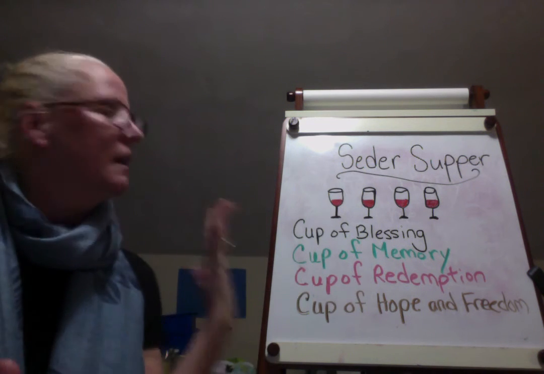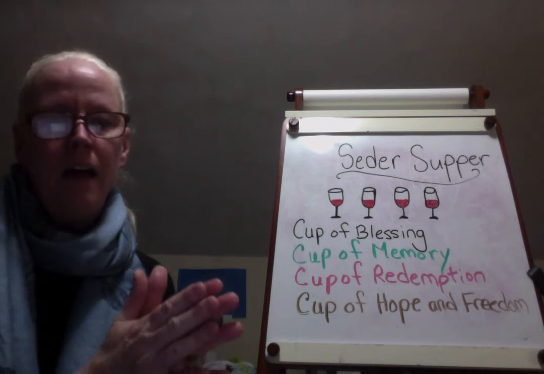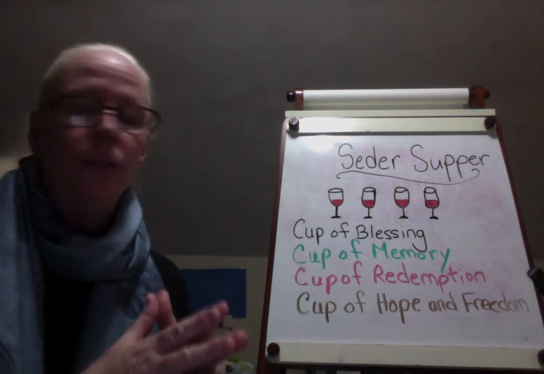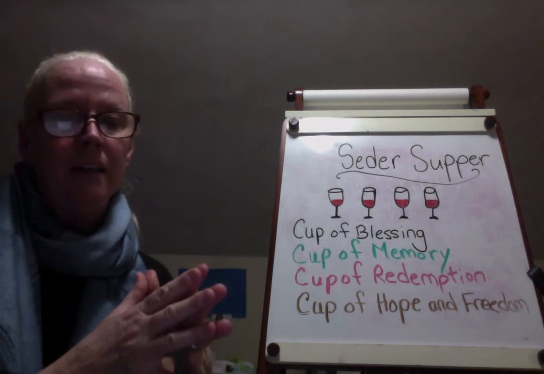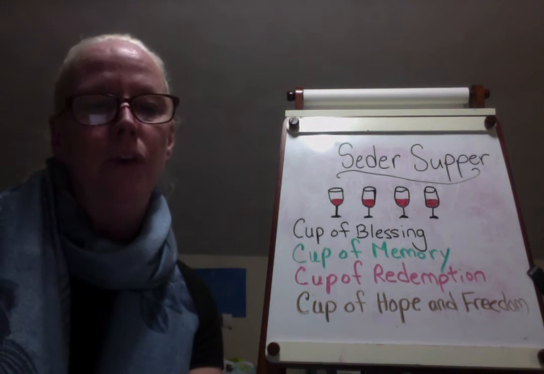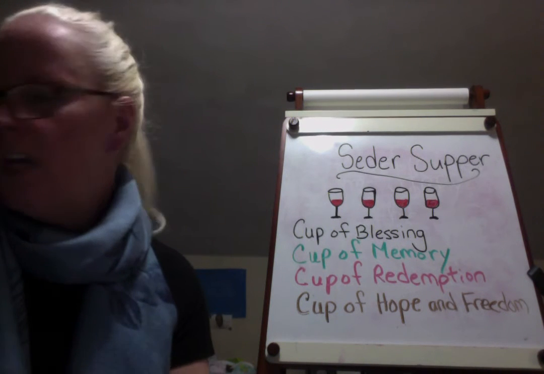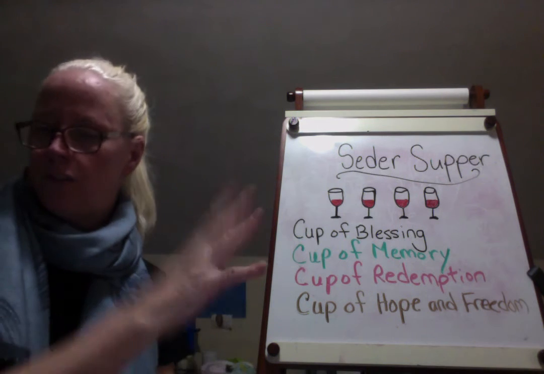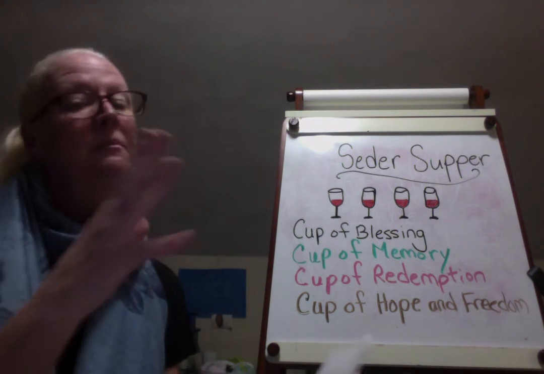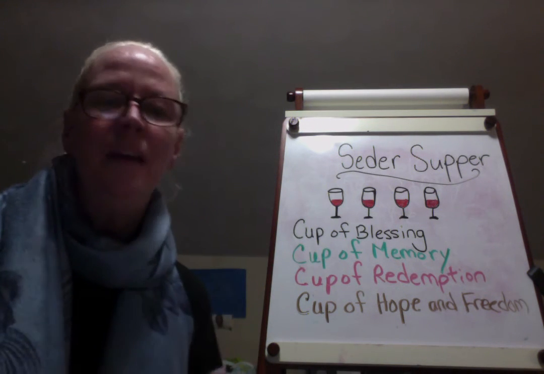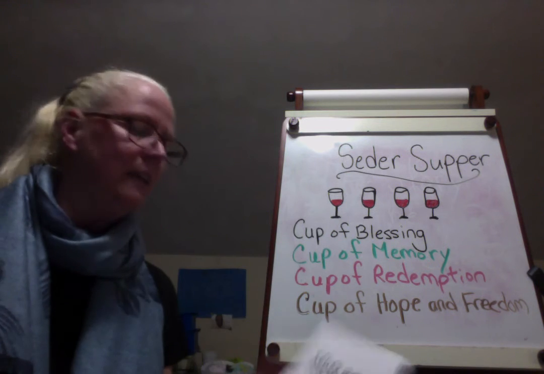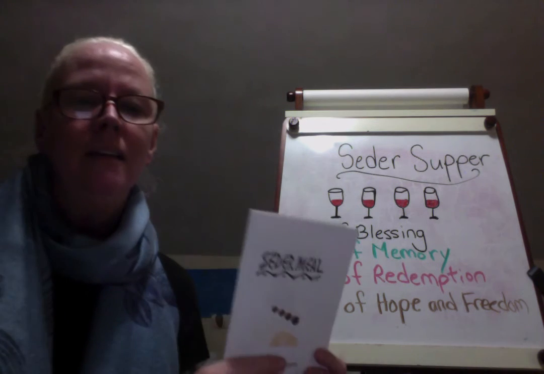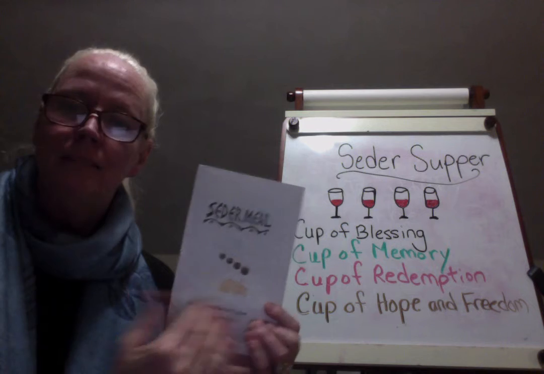So important, the wine, where 4 cups will be had throughout the meal, each representing a different promise from God. The first cup is the cup of blessing, the second cup, the cup of memory, the third cup, the cup of redemption, and the fourth cup, the cup of hope and freedom. So those are the foods and drinks and the symbolism that goes with them.